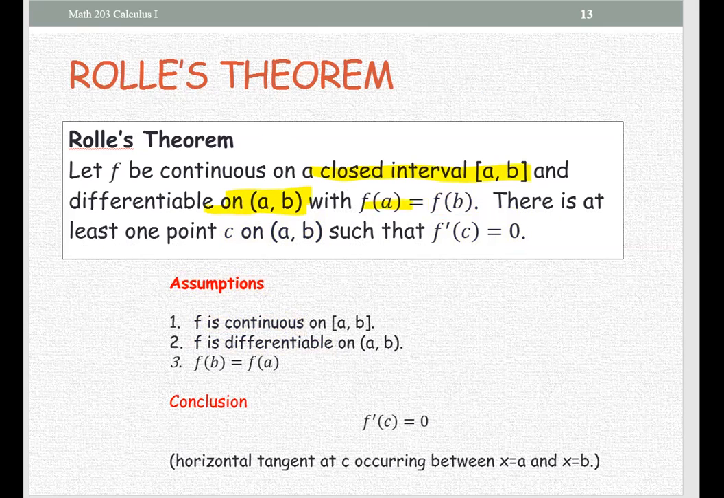with the function at a equals the function at b. There is at least one point c on the open interval (a, b) such that f prime at c, or the derivative of the function at point c, equals 0.